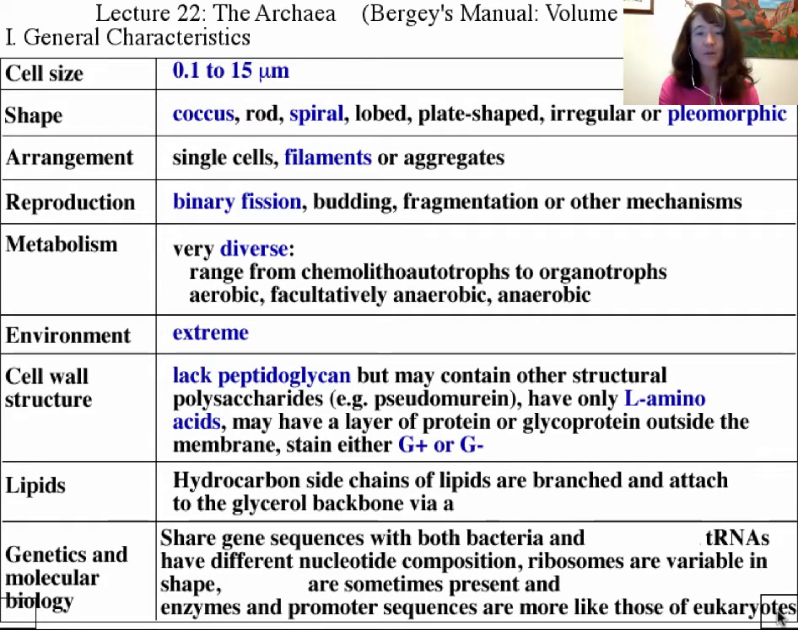I don't remember when, it might have been Chris, but we were talking about the fact that they'll stain either gram-positive or gram-negative, but that doesn't mean they have a traditional gram-positive or gram-negative cell wall structure. Of course they don't.